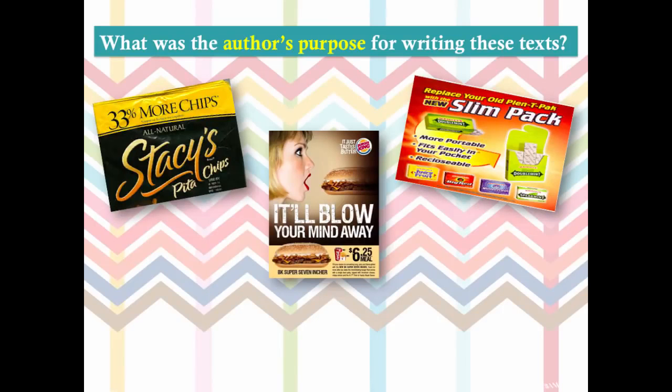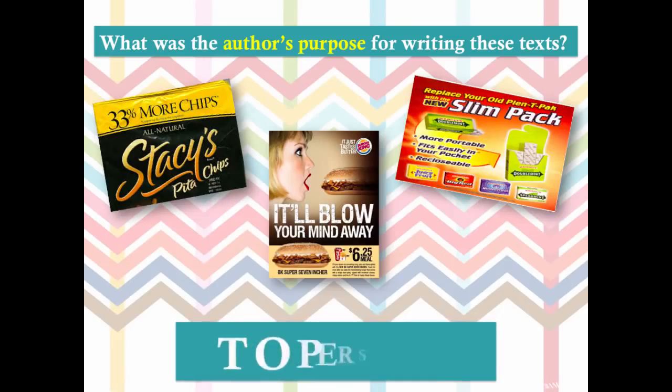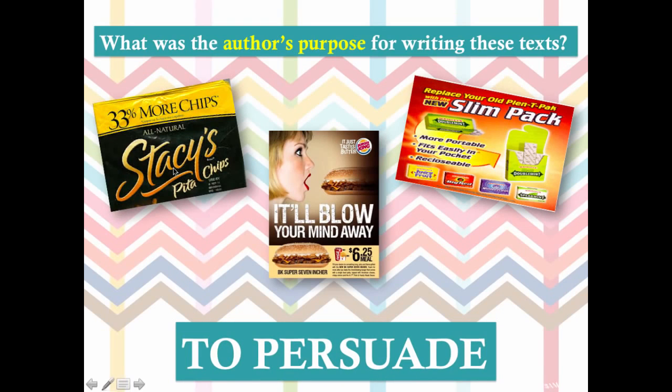Okay, did you figure it out? An author wrote these texts to persuade. They're trying to get your attention and say, hey, look, you're getting more chips in this bag. Buy this type of chip. Look, it's going to blow your mind. This is huge. You need to buy this sandwich. Look at all these great reasons to buy this gum. It's portable, it fits in your pocket, and it's reclosable. It's awesome. They're trying to give you reasons to make you buy their product, so they're trying to persuade you or convince you to buy it.